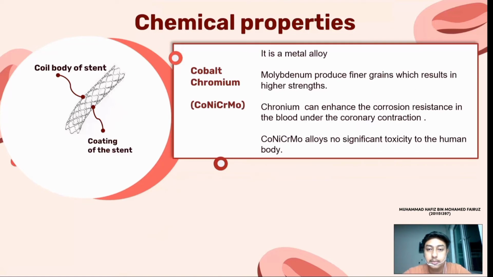Cobalt chromium is a metal alloy. Molybdenum produces finer grains, which result in higher strength. Chromium can enhance the corrosion resistance in the blood under the coronary contraction. Cobalt chromium alloys have no significant toxicity to the human body.